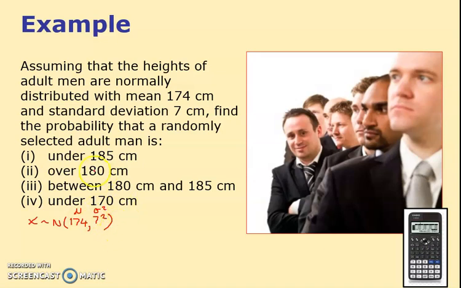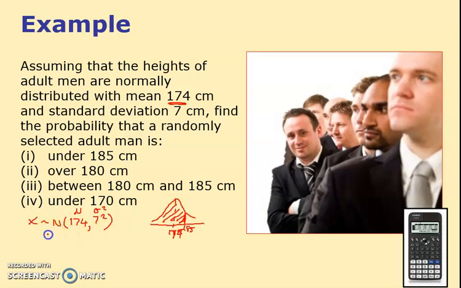So if that's true, it says find the probability that the next adult man that comes along, who they measure, what's the probability that the next person is under 185? In fact, I've done that wrong. The mean was 174. What's the probability the next man comes along as under 185? Well, 185 is now over here. And they've said under, so I want to find this probability.